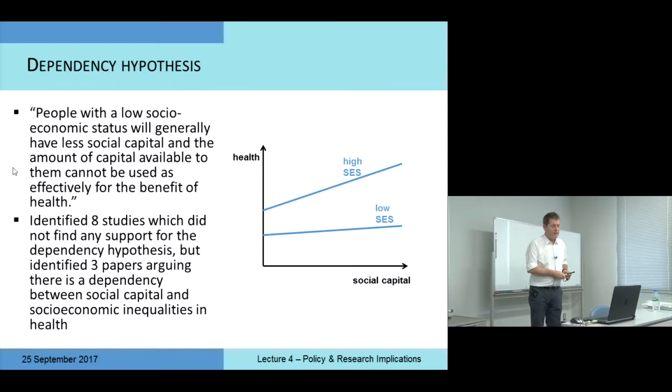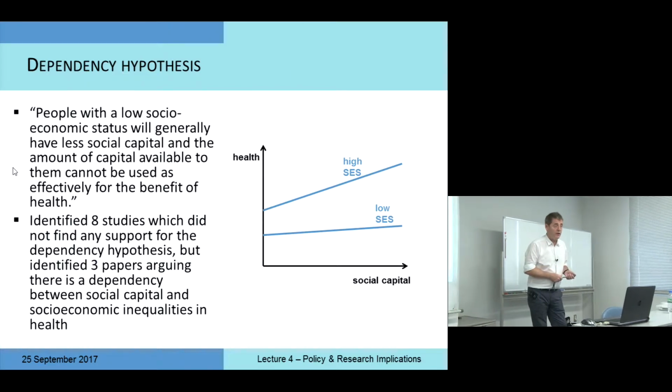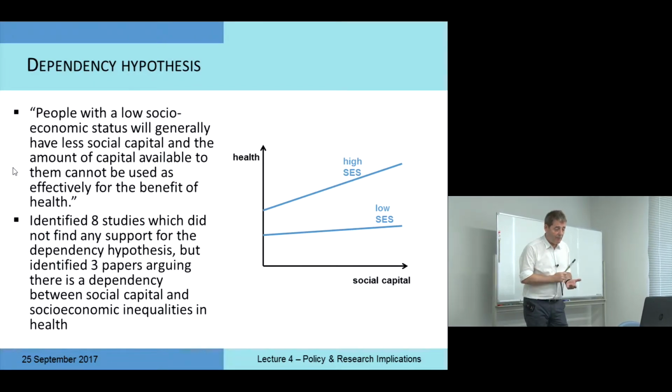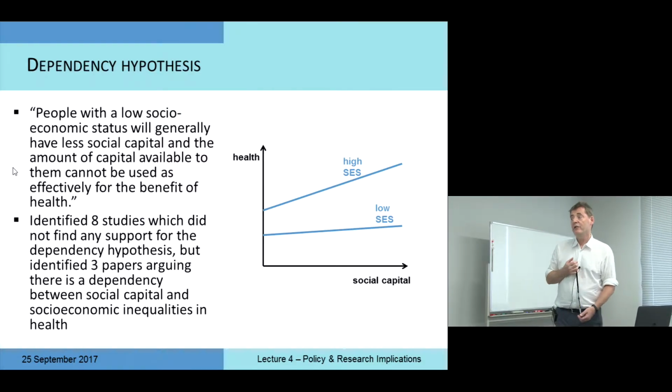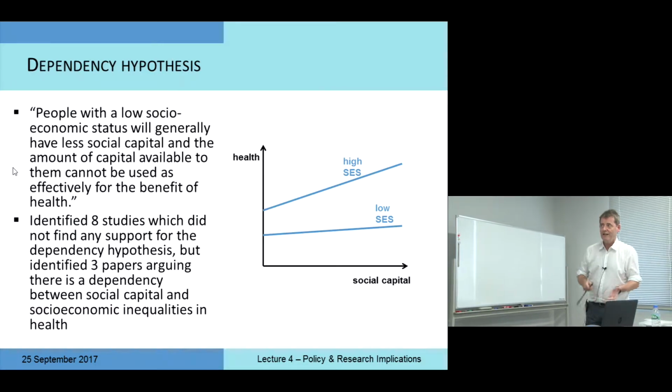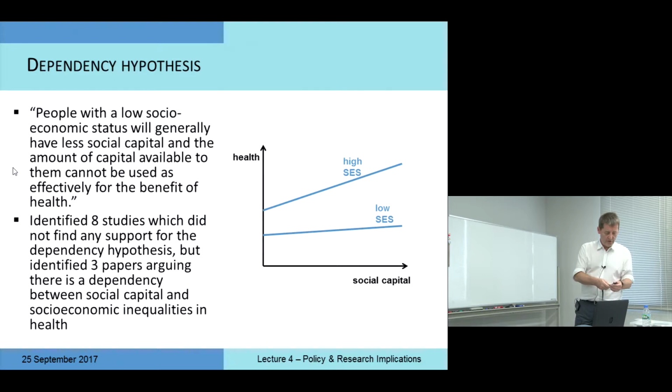socioeconomic status group. So they found 8 studies which looked at this that didn't find any support for the hypothesis, but they did identify 3 studies that argued there was a dependency between social capital and socioeconomic inequalities. So the majority were not finding support for this relationship.